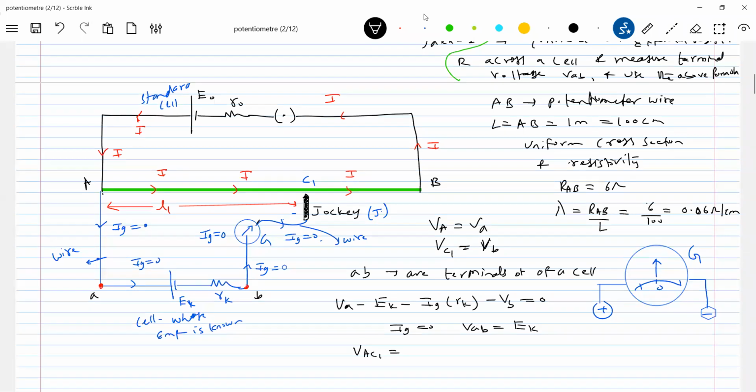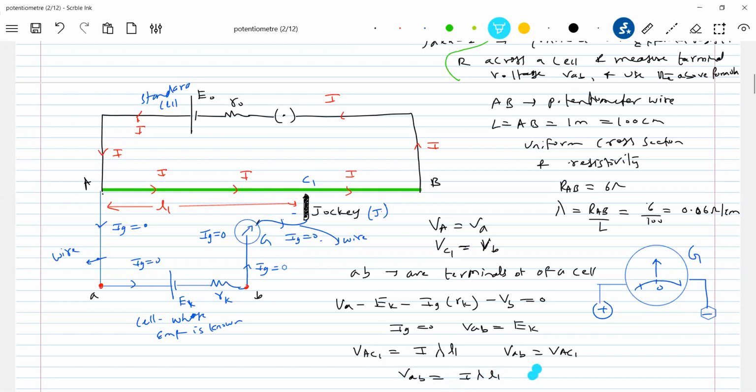Now let's calculate VAC1. What is VAC1? Current flowing through this, applying Ohm's law, current into resistance of this. What is the resistance of the length AC1? Lambda is the resistance per unit length, so lambda into L1 is the resistance of the wire of length AC1. As we know, VAB equals VAC1. Therefore VAB is equal to I into lambda L1. So there's one data we obtained. And VAB equals EK.